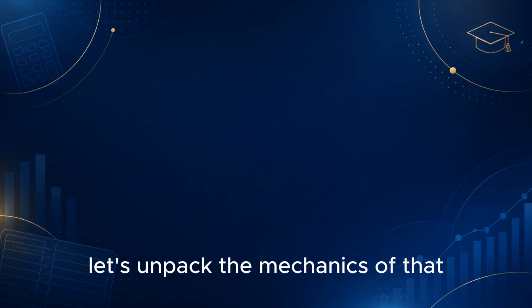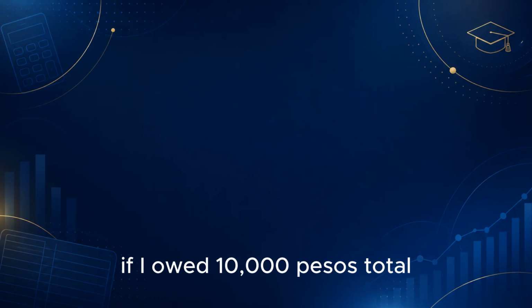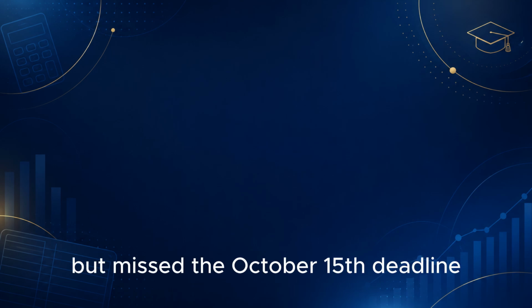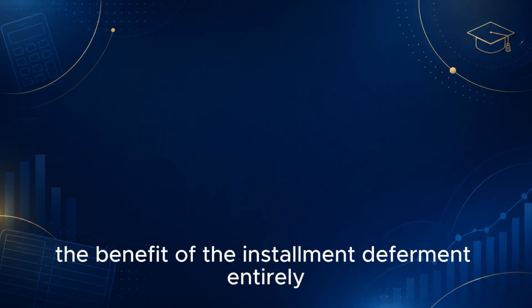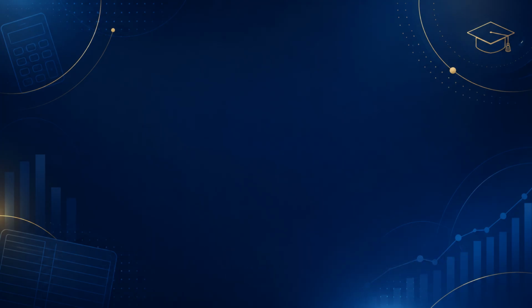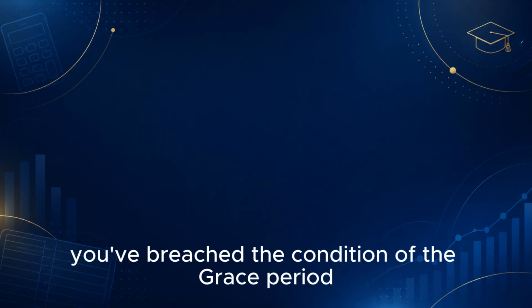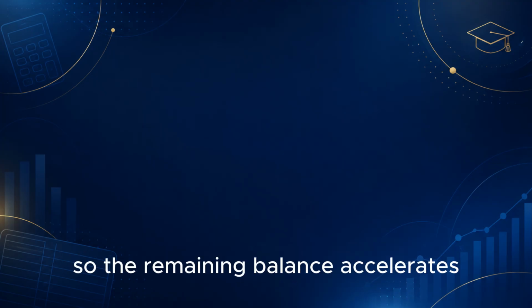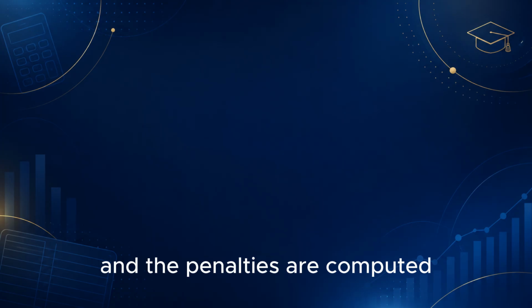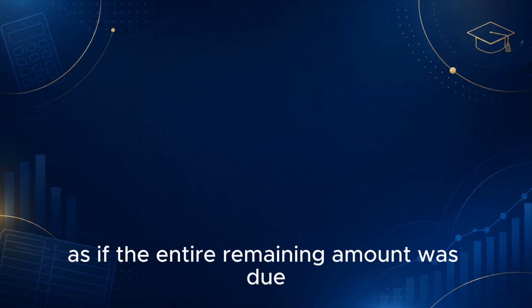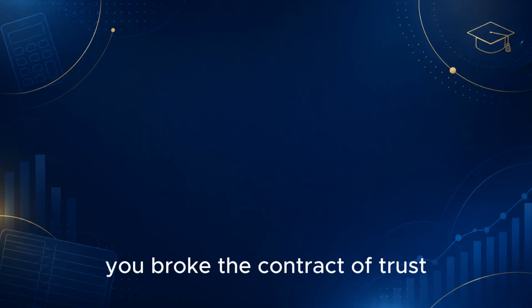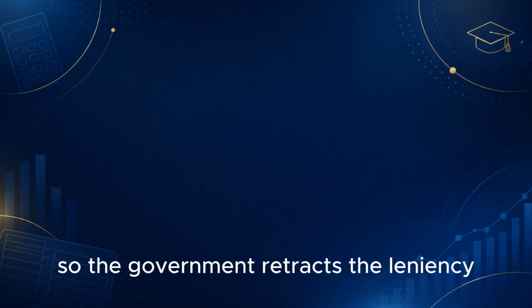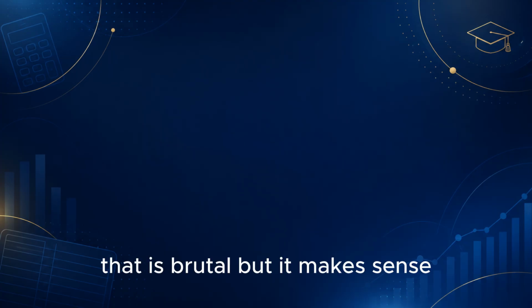Let's unpack the mechanics of that. If I owed 10,000 pesos total, and I paid 5,000 in April but missed the October 15 deadline, the government doesn't just assess a late penalty on the remaining 5,000. Correct. You lose the benefit of the installment deferment entirely. By missing the deadline, you've breached the condition of the grace period. So the remaining balance accelerates, and the penalties are computed as if the entire remaining amount was due back on the original April 15 deadline. You broke the contract of trust, so the government retracts the leniency. That is brutal, but it makes sense.